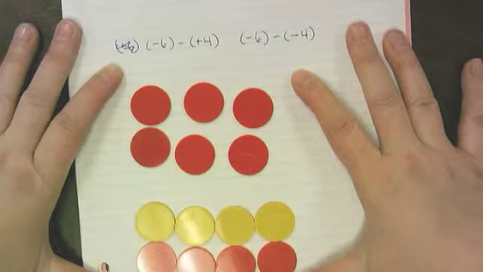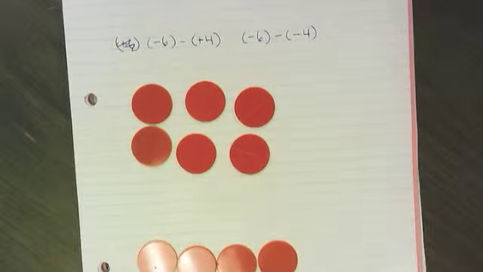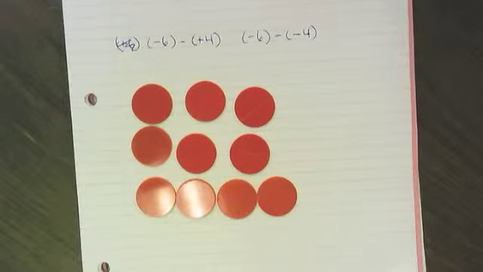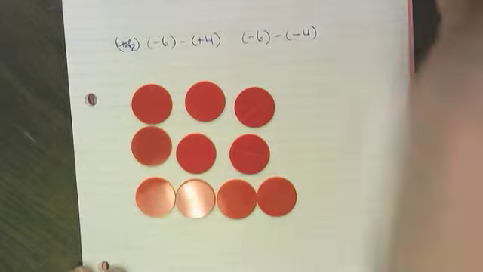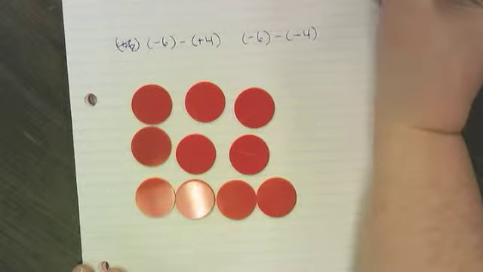But now I also have 4 negatives that I can take away. So let's do that. Take away those 4 negatives. What do you have left? Yeah. Positive 10. So positive 6 minus negative 4 equals positive 10.